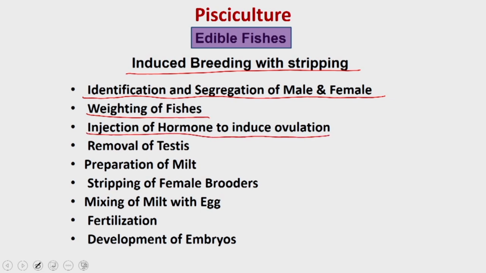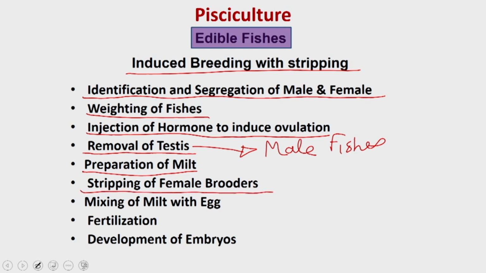In this case you also have to inject the hormones to the male as well. Then you have to remove the testes from the male and prepare the milt. Milt is the preparation which you prepare from the testes of the male fishes, and then you have to strip the eggs from the female brooders.